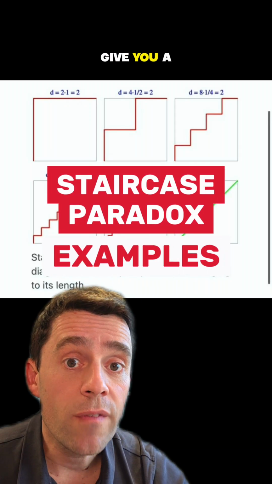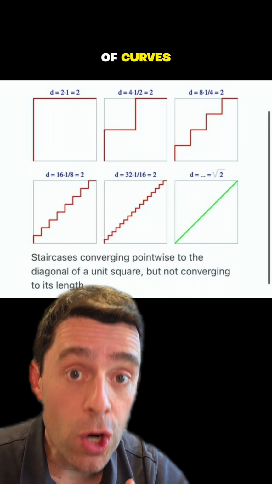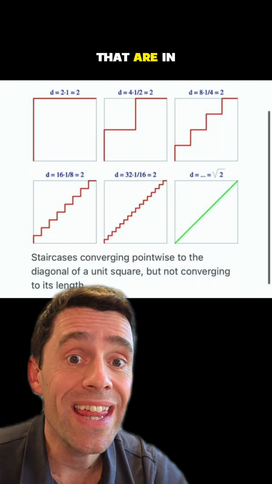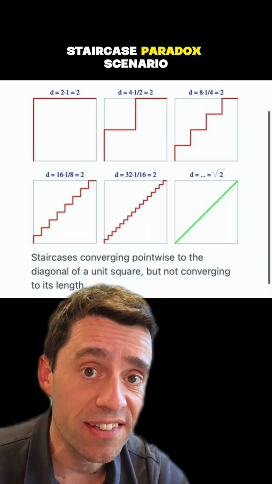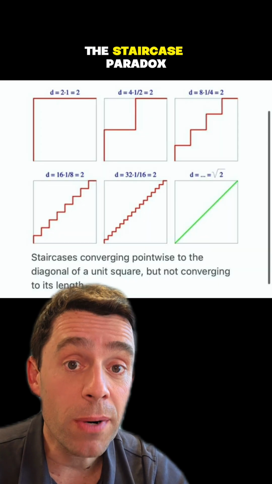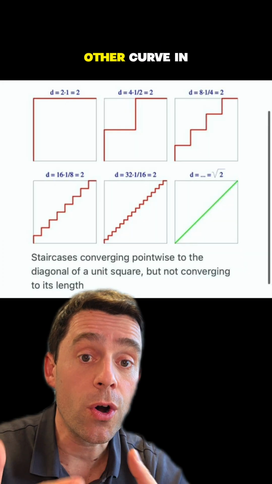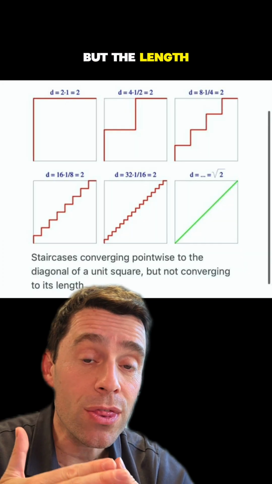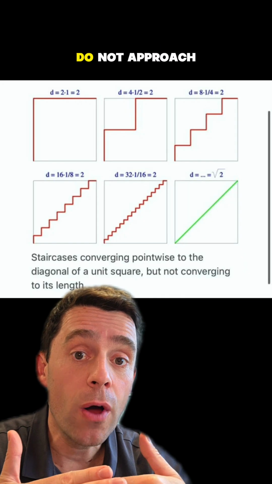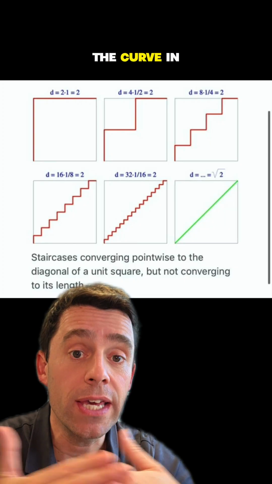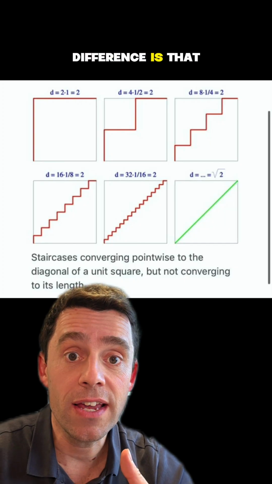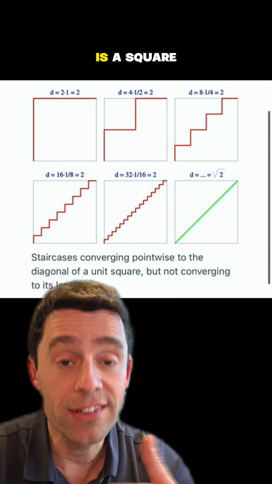In this video, I want to give you a few other examples of curves or sequences of curves that are in this sort of staircase paradox scenario. So the staircase paradox is some sequence of curves here in red that are approaching this other curve in green, but the length of the curves in red do not approach the length of the curve in green. In here, the difference is that one approaches 2, the other one is the square root of 2.